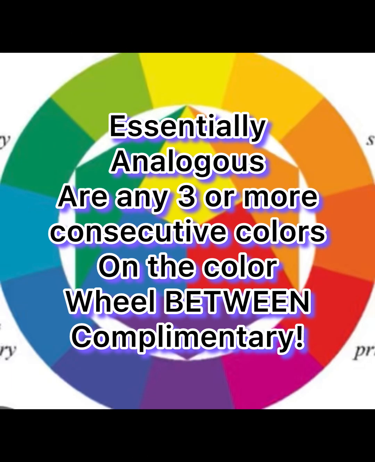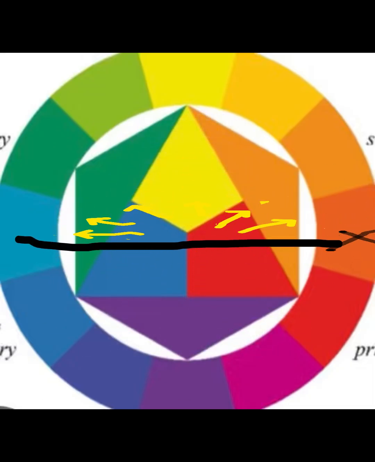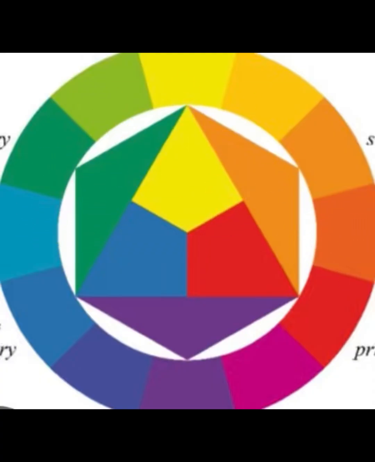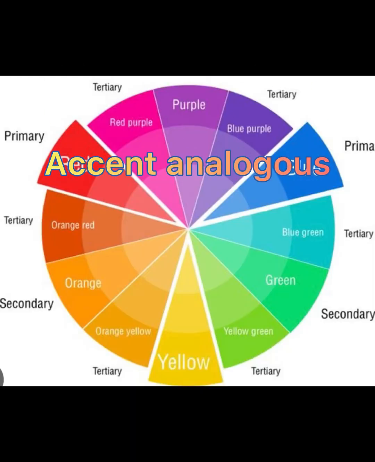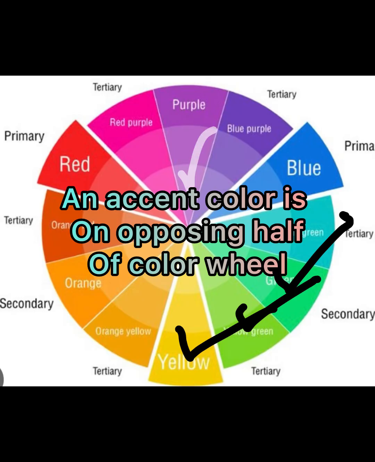So analogous is really just any 3 or more consecutive colors on the color wheel, but they need to remain on one half. So between complementaries. You don't want to go from complementary to complementary or opposites, okay? Because that is a completely different color scheme. Accent analogous is 3 colors in a row and then 1 single accent color.